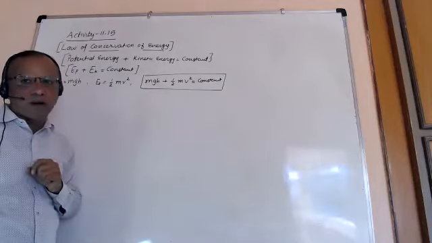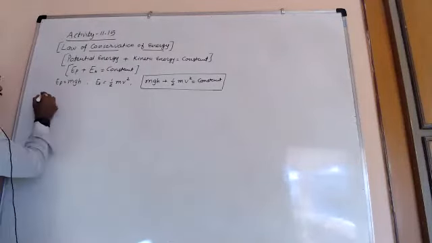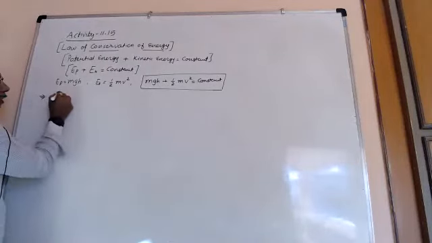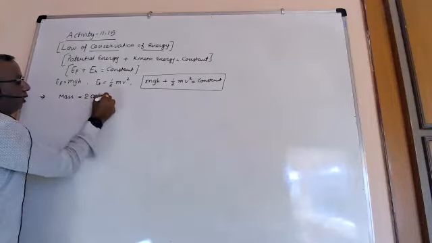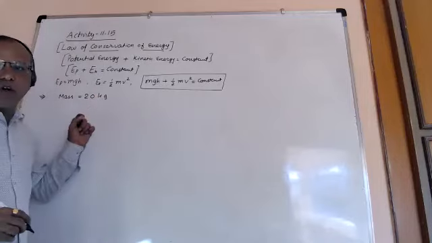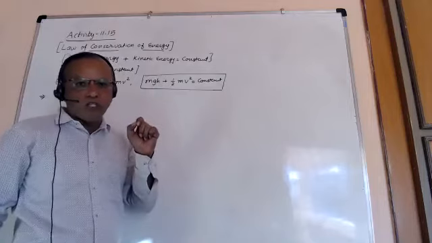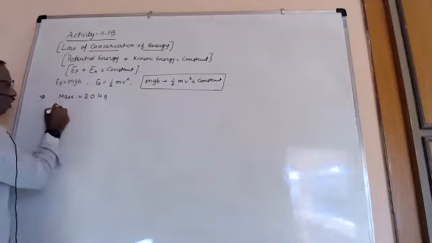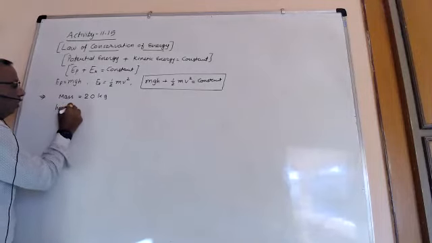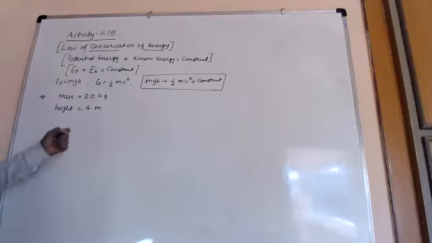and we are going to understand this with one example. As per your activity, the question is: an object of mass 20 kg. So the mass of the object is given as 20 kg and it is constant. Then it is dropped from a height of 4 meter. So height is given as 4 meter, right? And it is falling on the ground.